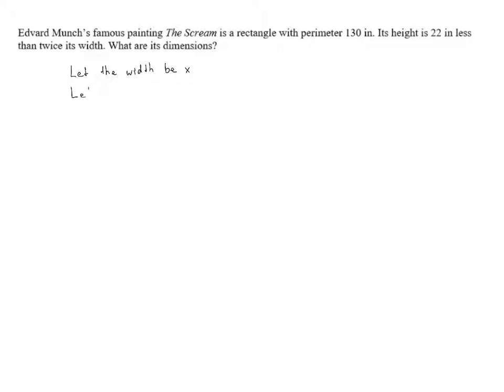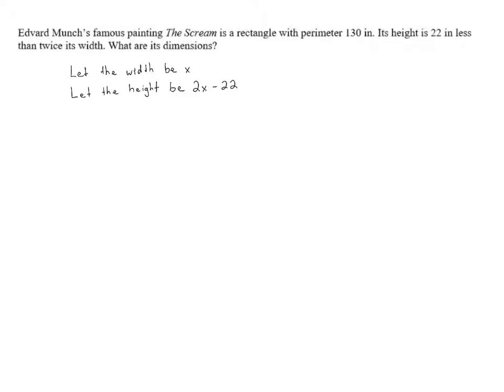So that's also going to be a let statement. We're going to let the height be, and it's got to be something in terms of x. Now again, they said the height is 22 inches less than twice the width. Well, we know the width is x. That means that twice the width would be 2x. And since the height is 22 inches less than twice the width, we need to subtract 22 from this to make it 22 inches less than twice the width.